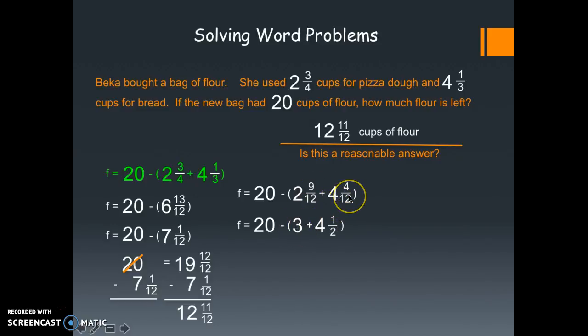4 and 4/12, I know that 6/12 is exactly a half, and 4/12 is only 2 away from that. So I'm going to estimate that at being 4 1/2. So now I have 3 plus 4 1/2, which is 7 1/2. 20 minus 7 1/2 gives me 12 1/2. So yes, this is a reasonable answer because 12 1/2 is pretty close to 12 and 11/12. It's within a half.